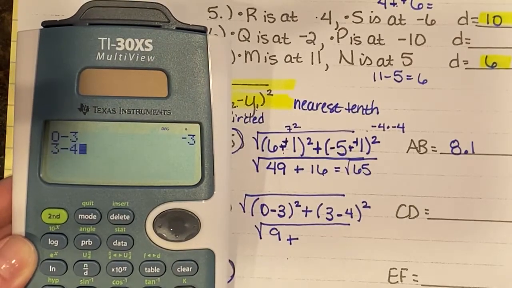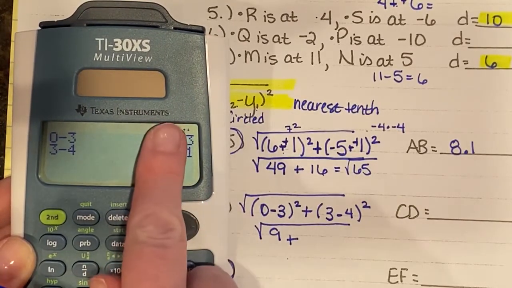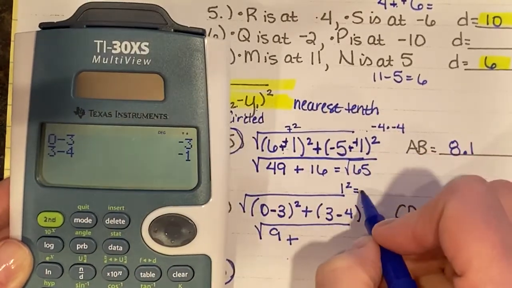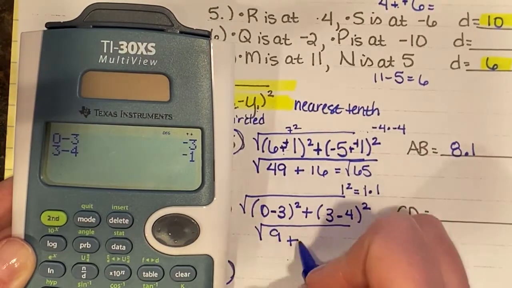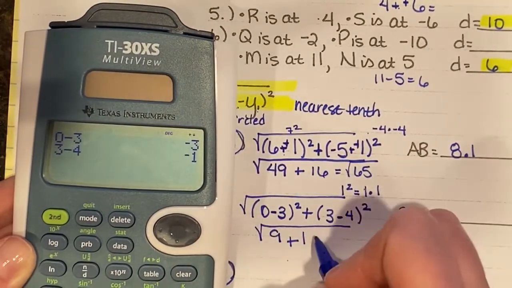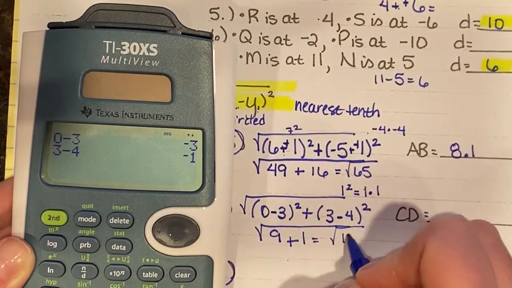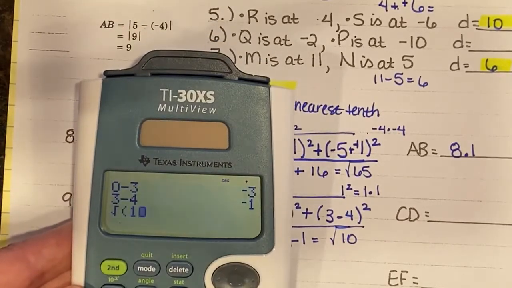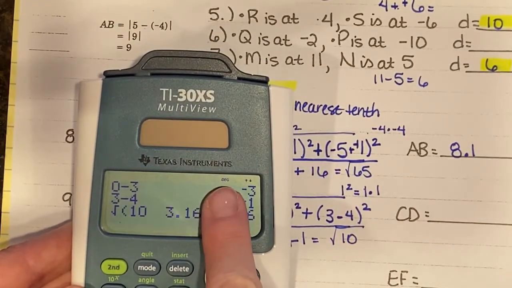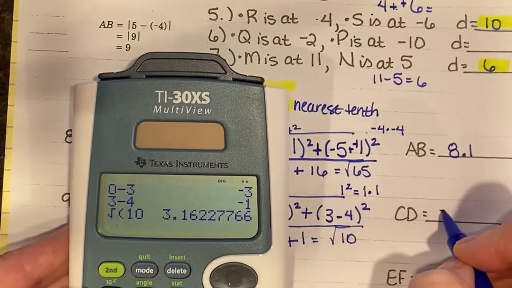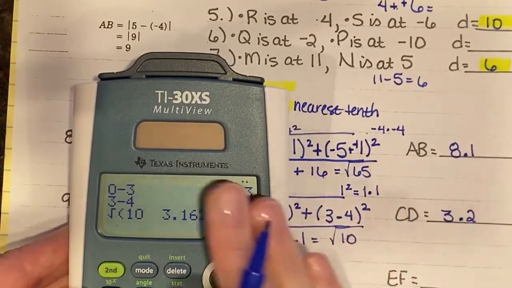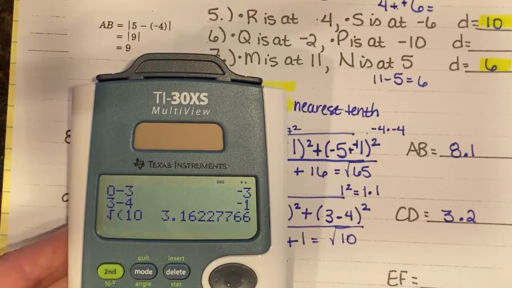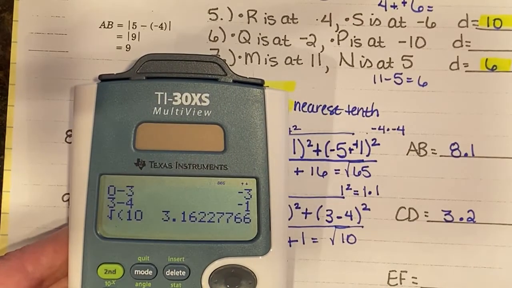3 minus 4 is negative 1. Again, don't worry about that negative. Guys, 1 squared is not 2. That's the same as 1 times 1. 1 times 1 is 1. You get the square root of 10. Second x squared 10. Again, that 6 bumps that 1 up to a 2. Don't just put 3. That 6 bumps that 1 up to a 2, so it's 3.2. Okay?